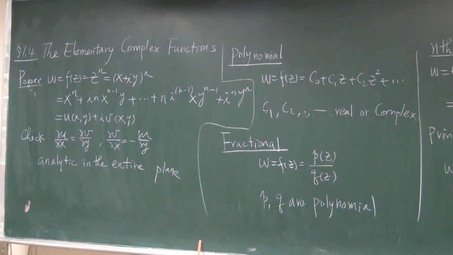One more, a little bit more complicated function, is the fractional function. This function is constructed from two polynomials. Here P(z) and Q(z) are polynomials, and then we take P divided by Q. We call this the fractional function. This function is also analytic.